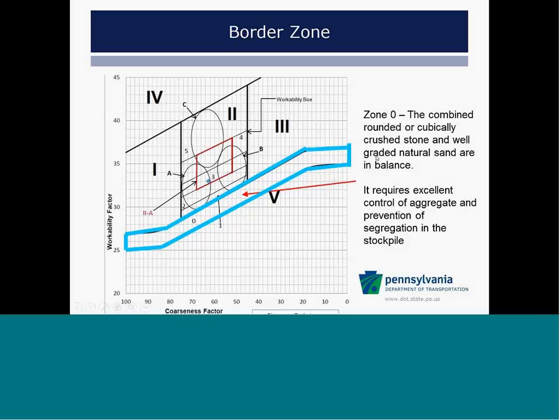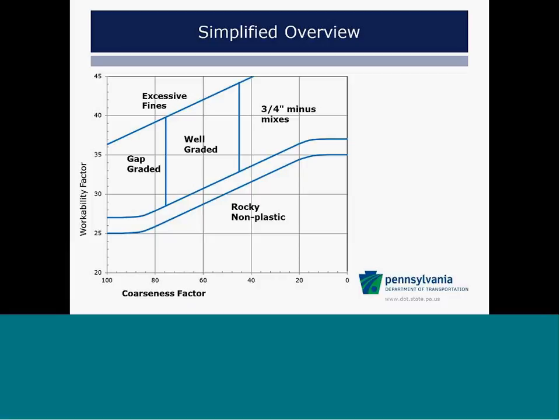Zero is kind of this anomaly. It's a combination of round and cubical aggregates, hard to keep in balance. It requires extraordinary control of your aggregate stockpiles to keep them from segregating. And here's a synopsis of what I just went over. On the upper side you have excessive fines, and then you have gap graded, rock graded, and log graded. It gives you a little reference of what we talked about.